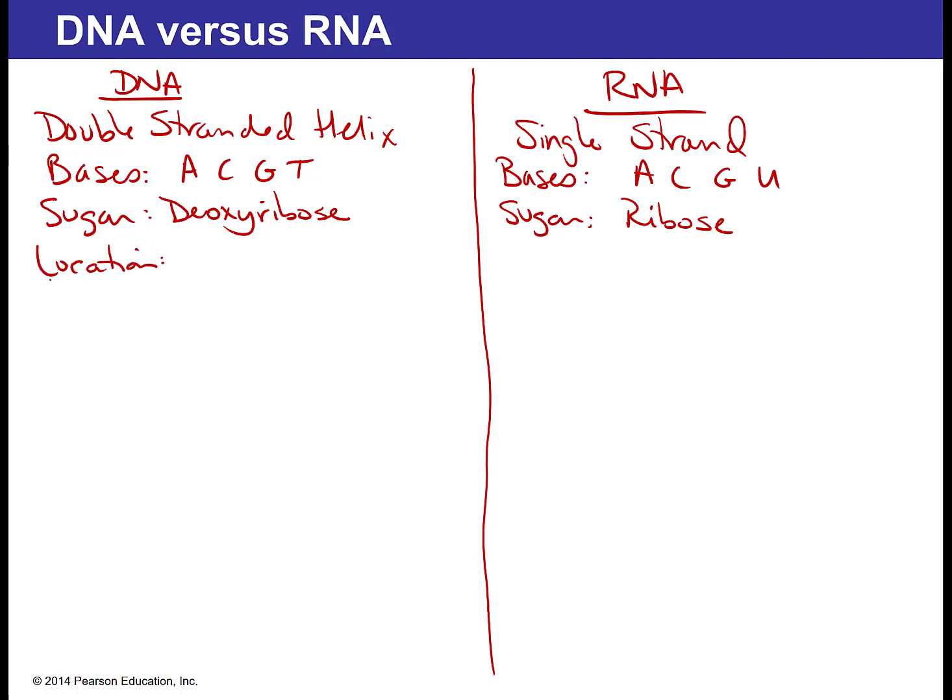In the cell, DNA stays in the nucleus. So the nucleus is sort of the core of the cell. RNA, on the other hand, is made in the nucleus, but then it travels to the cytoplasm. So it doesn't stay in the nucleus for its entire span.